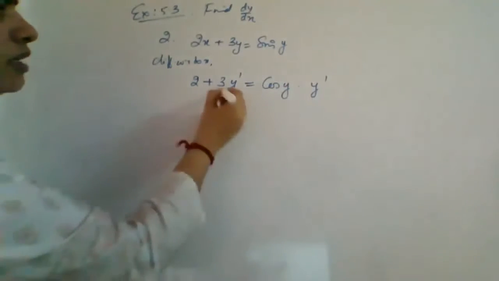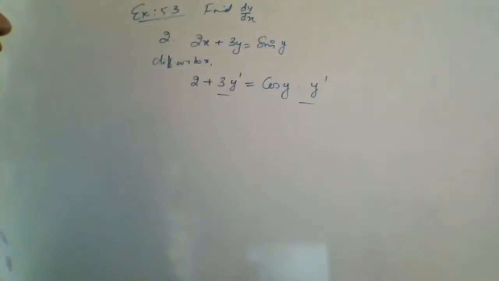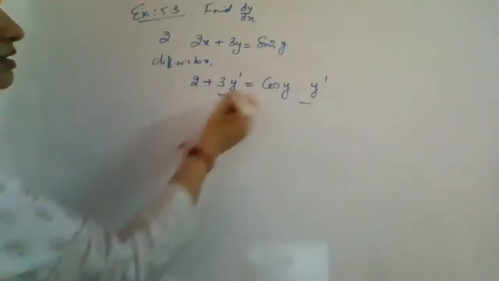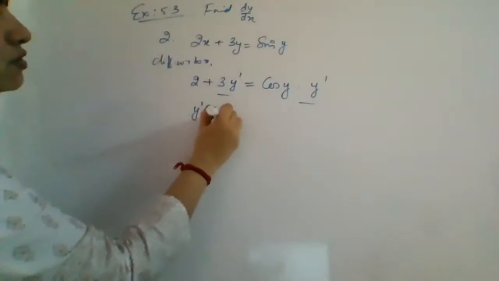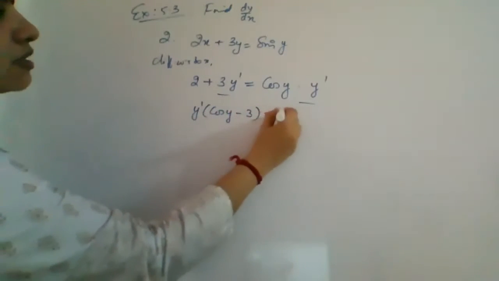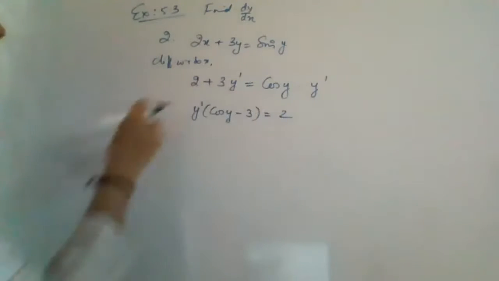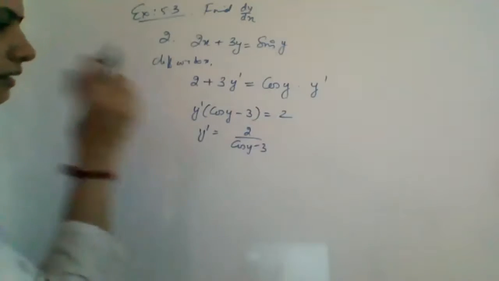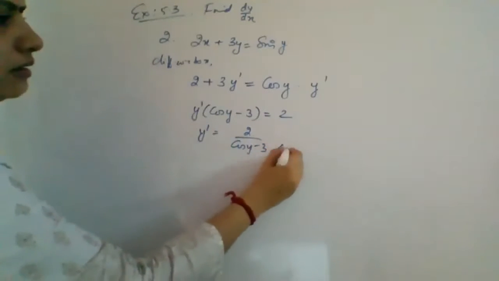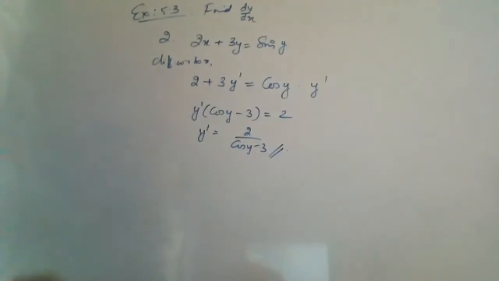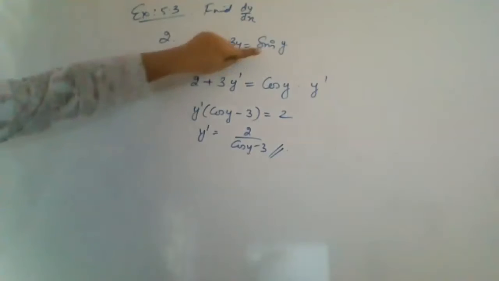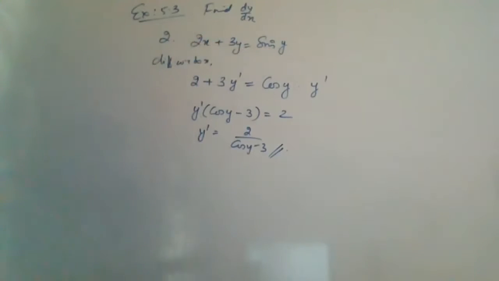What is that? Derivative of y, which is y dash. Understood? Now you have two terms containing y dash. You have to collect those together. So I will take this to the other side. So y dash into (cos y minus 3) is equal to 2. Correct? So y dash is equal to 2 by (cos y minus 3), the opposite of the other thing, right? So a slight change in the question makes your answer also different. You should be very careful whether it is x or y. Okay?